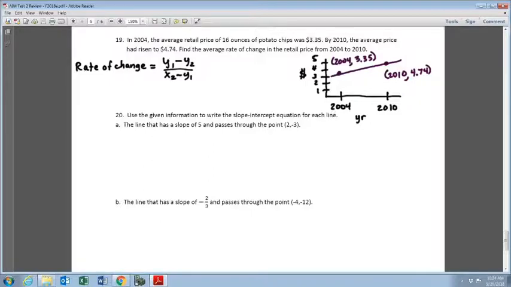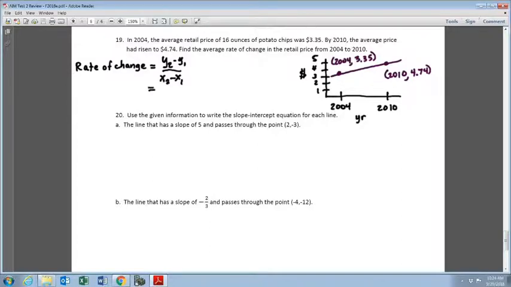Oops, I messed that up. I need to fix that. Let me do that real quick. So that was y2 minus y1 over x2 minus x1.